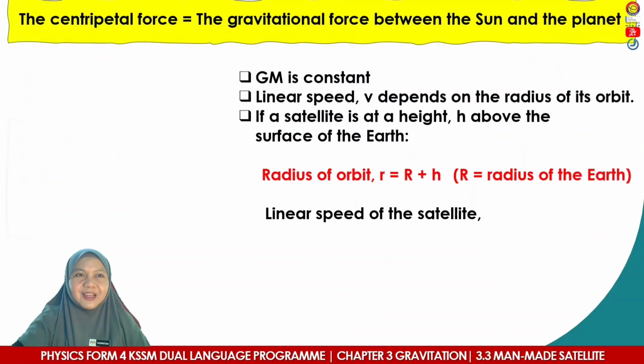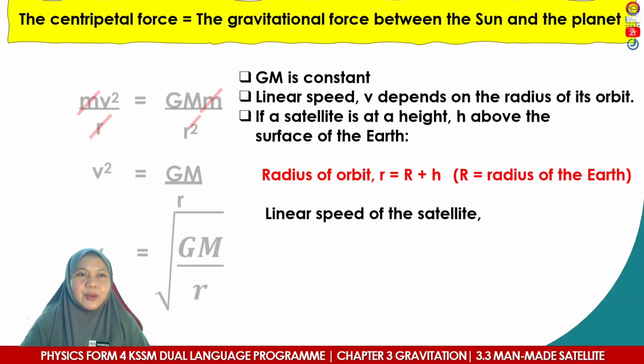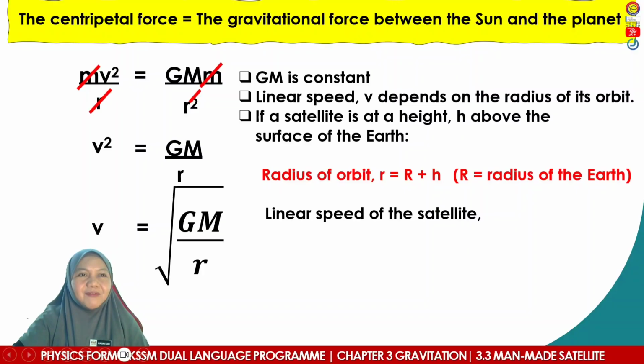Let us check them together. So do you remember we've learned earlier about centripetal force? Centripetal force is equal to the gravitational force between the sun and the planet, okay? Where in this equation, on the left is the equation for centripetal force. Remember, F, centripetal force, equals mv squared divided by r. And on the right is the formula for, yes, very good, Newton's universal law of gravitation, where F equals GMm divided by r squared.